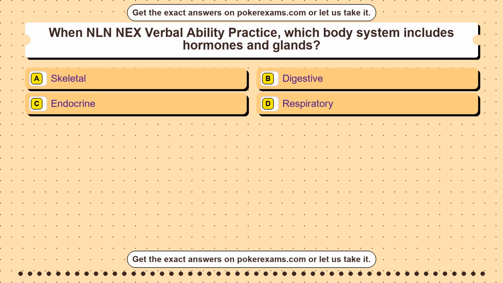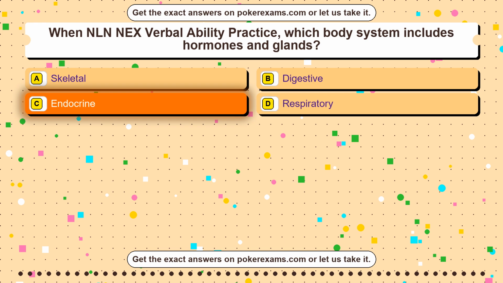Question 39. During GED statistics practice, which amendment protects freedom of speech? Option A, 5th Amendment. Option B, 10th Amendment. Option C, First Amendment. Option D, Second Amendment. The correct answer is option C.